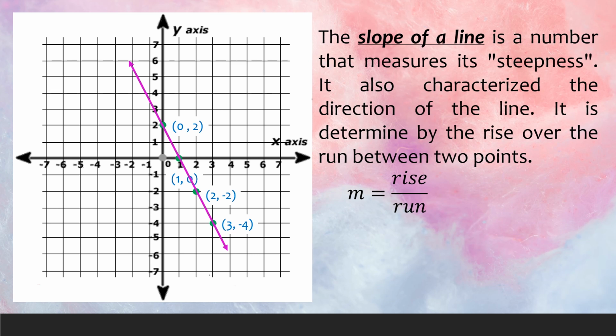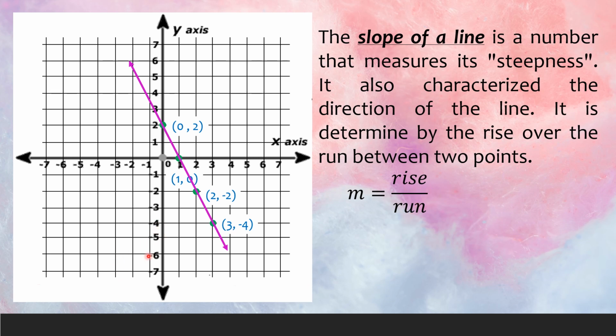It is a number that measures its steepness or yung tarik or kung gaano kataas ang isang line. It also characterizes the direction of the line. It is determined by the rise over the run between 2 points. So slope of a line is determined by the small letter m equals rise over run. Meaning, we have to divide kung ilan yung units ng rise and then nung run.